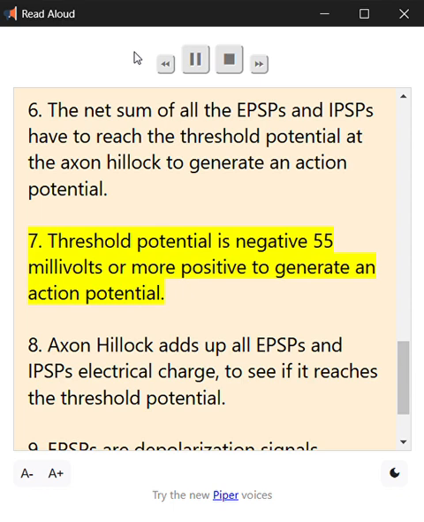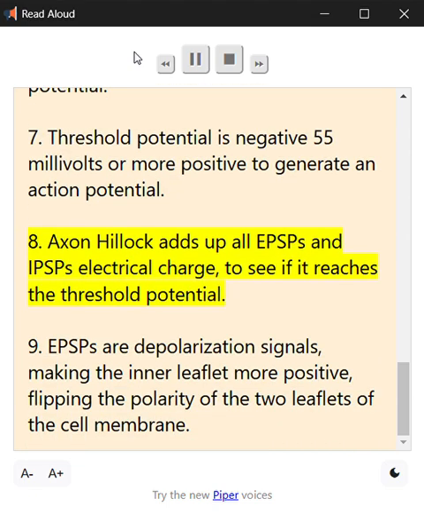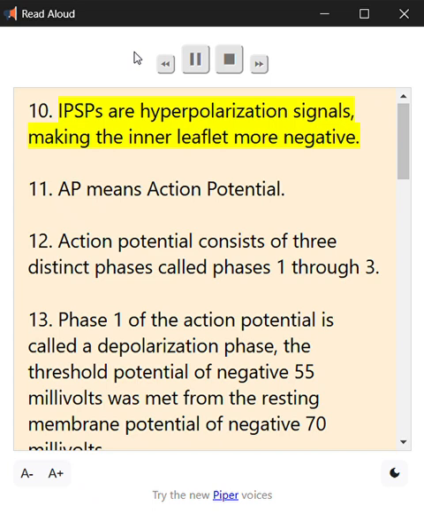7. Threshold potential is negative 55 millivolts or more positive to generate an action potential. 8. Axon hillock adds up all EPSPs and IPSPs electrical charge to see if it reaches the threshold potential. 9. EPSPs are depolarization signals, making the inner leaflet more positive, flipping the polarity of the two leaflets of the cell membrane. 10. IPSPs are hyperpolarization signals, making the inner leaflet more negative. 11. AP means action potential.